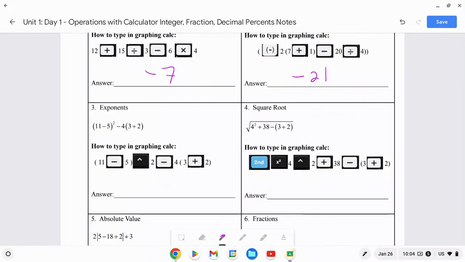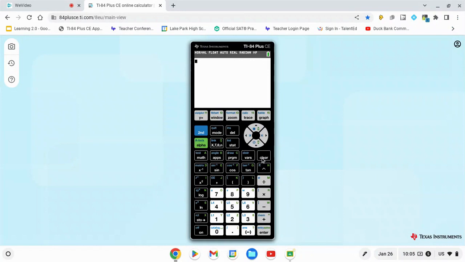Okay, the next problem involves exponents. So for exponents, you're going to use this little caret button to put an exponent into your graphing calculator. Okay, so if we go back to our graphing calculator, again, I'm going to clear this out. And then I'm going to type a parenthesis, 11 minus 5, close the parenthesis, and now I want to raise this to the second power. So to put in an exponent, you click on this caret button here, and that will raise it to an exponent, and it's to the second power. Now to get out of the exponent, you have to hit the right-hand arrow to get down. Otherwise, you're going to continue to be in the exponent part.